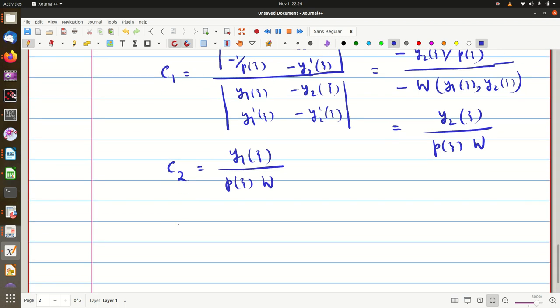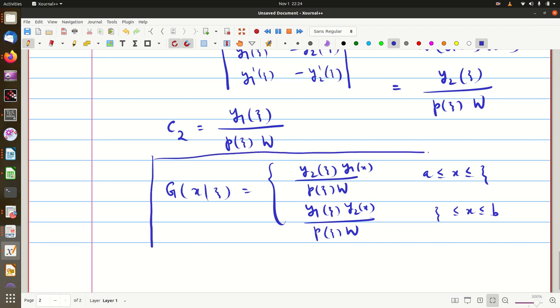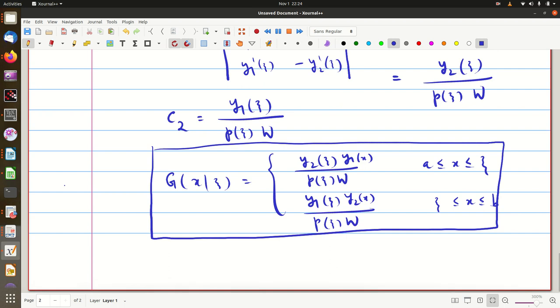Therefore, g of x comma xi will be equal to c1 times y1 of x, where c1 is y2 of xi divided by p of xi into the Wronskian. This is for a less than or equal to x less than or equal to xi. And it will be equal to c2 times y2 of x, where c2 is y1 of xi divided by p of xi into the Wronskian. This is for xi less than or equal to x less than or equal to b. So this is the most general solution for the Green's function for the non-homogeneous Sturm-Liouville equation.